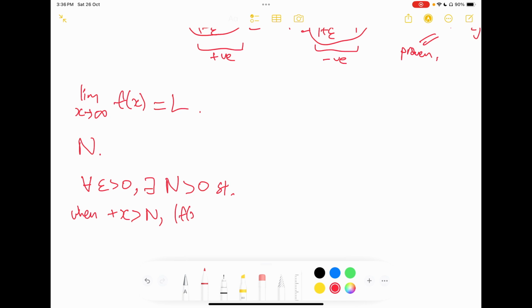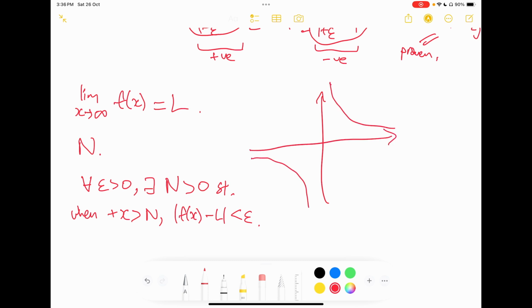f(x) minus L is within an error distance epsilon. This seems like a very strange kind of definition. But if I were to look at, for example, the very, very useful function 1 over x, right? Let's say I want to show the limit as x approaches infinity of 1 over x to be 0, right?